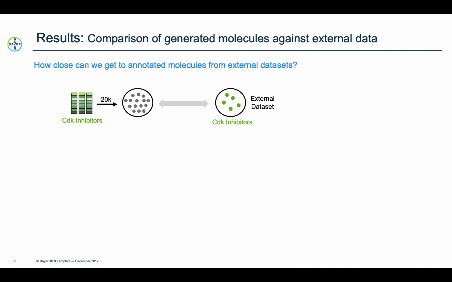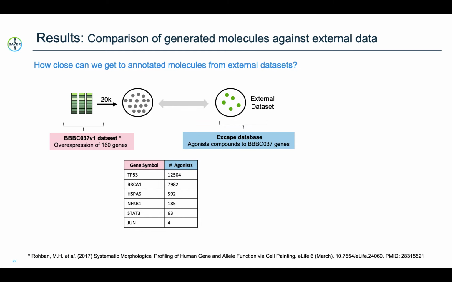We tried to do this with mode of action annotations because many of the compounds in the training set had annotated modes of action, but we found that the annotations were very noisy and that we couldn't really make much sense of the results. Therefore, we then decided to use profiles, or use conditions, from a different dataset, which was the BBBC037 dataset, which reports overexpression profiles for 160 genes.